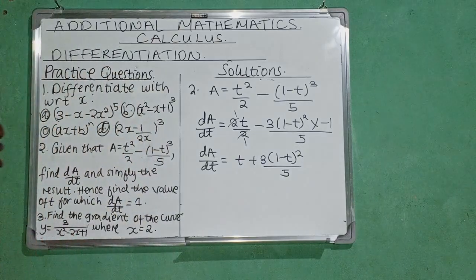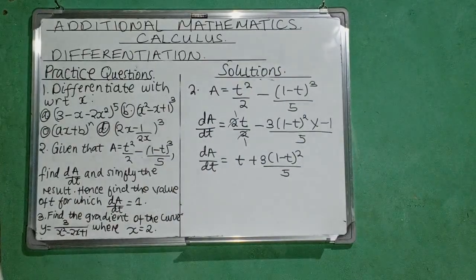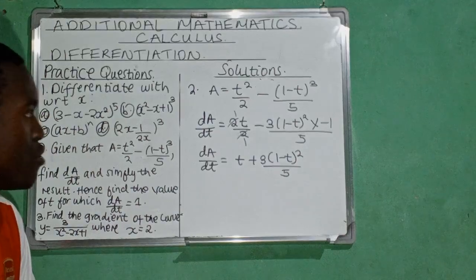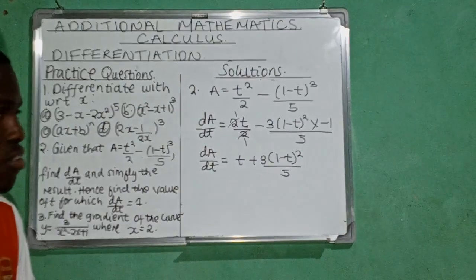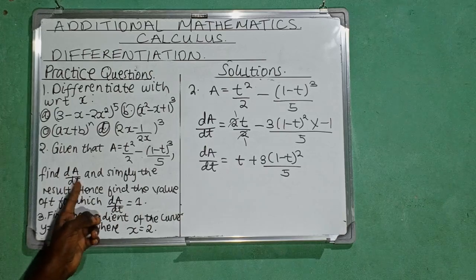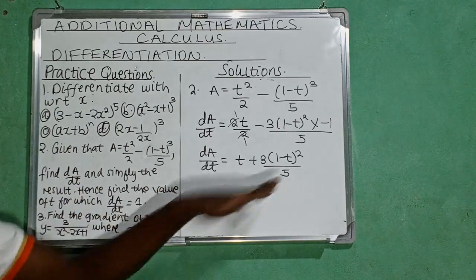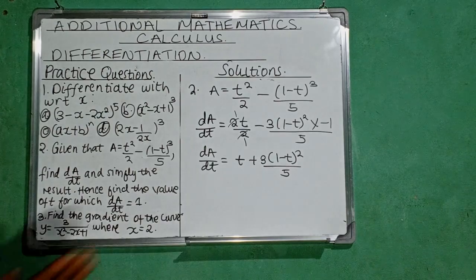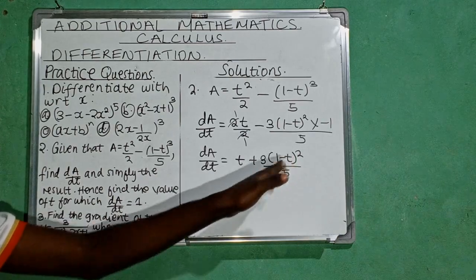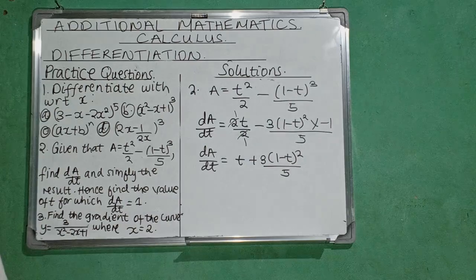I hope you can see that. So that is the result that you have when you use the core method for finding the derivative. They are saying find dA/dt. This is your dA/dt, but at the end of the question it says simplify the result. Here the result is not simplified, because we can see that there's a bracket here. This is (1 minus t) being raised to the power 2. That hasn't been simplified. So let's simplify that.